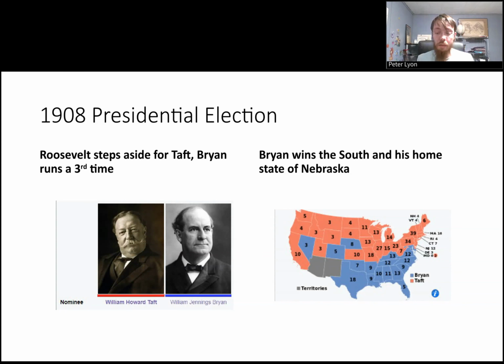But we're going to talk about the presidential elections of the 1910s, as these are happening alongside the progressive era, imperialism, and World War I. So this is going to tie it all together.